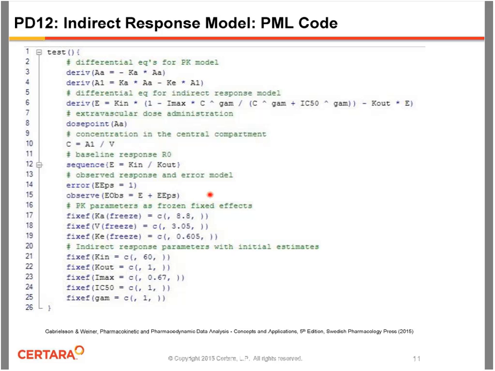In the text model, when one freezes parameters, as we're doing in the case of the PK parameters, we have the fixed effect listed here, and then the freeze statement right next to the parameter name indicates that this value will be fixed in the model fitting. And then the indirect response PD parameters with initial estimates are declared here. So it's these 5 parameters that we're fitting.